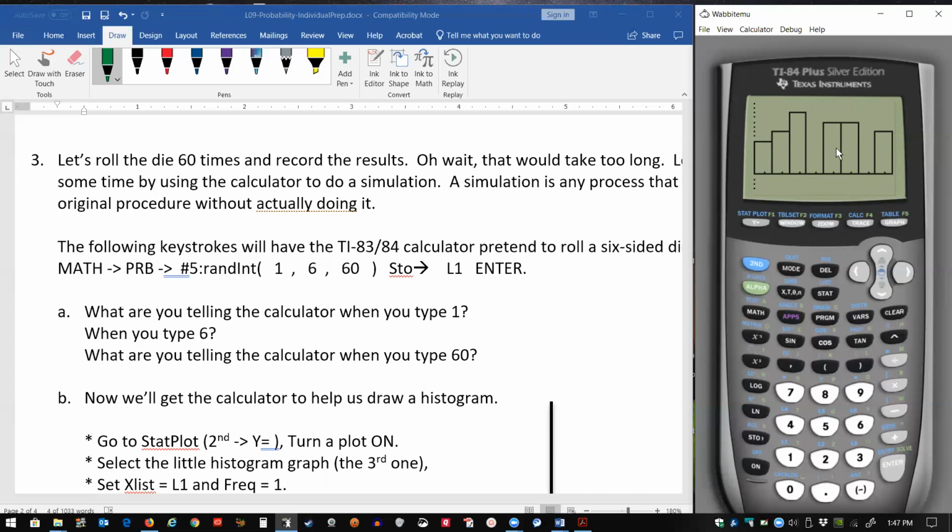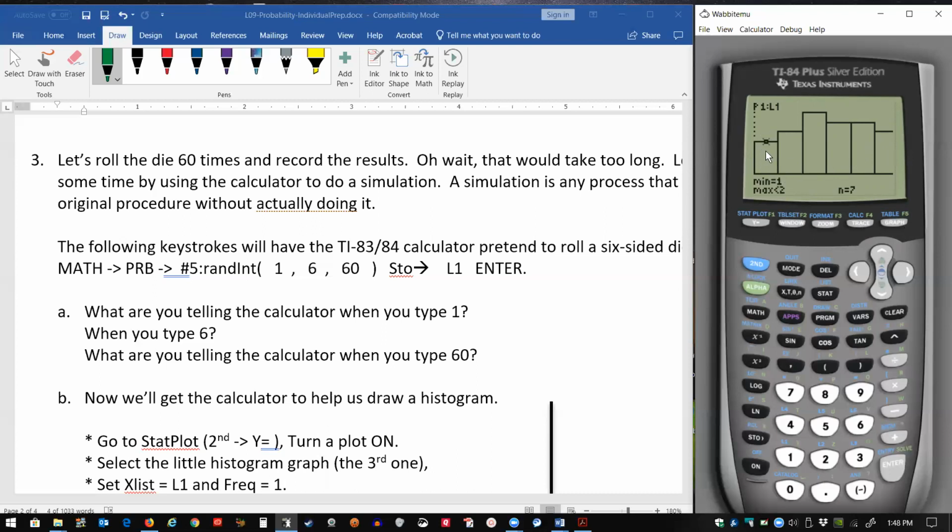So I'm going to hit the window button, and under X scale, that's where I'm going to put in my class width. I put in a 1 there, go back to my graph, and would you look at that? Now I have exactly the 6 bars, and that's representing how many of each of the die rolls I got. If I hit the trace button, I can hit right and left, and it'll show me the counts.